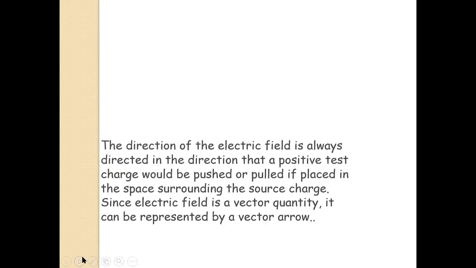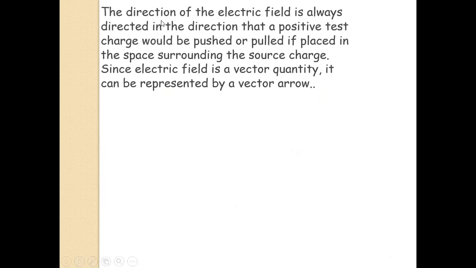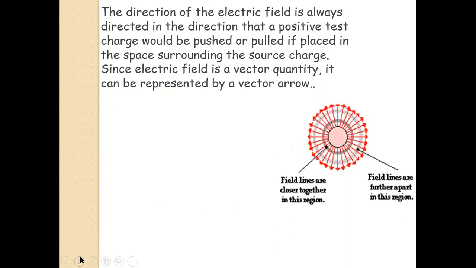Okay. Now you have seen how to draw the electric fields for a positive charge and for a negative charge. Now, the direction of the electric field is always the direction that a positive charge would push or pull if placed in the space surrounding the source charge. So if the source charge is attracting or repelling, the direction of the arrow is according to that.